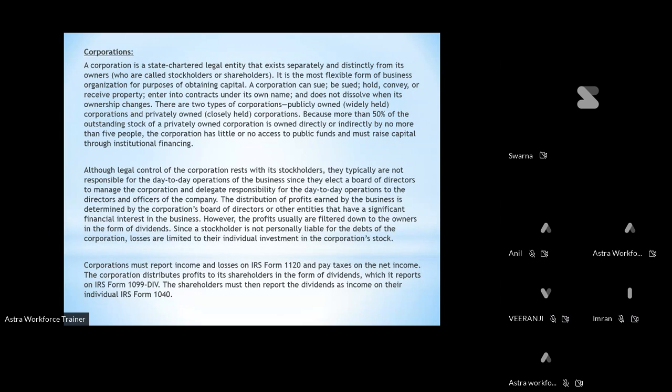Corporations must report income and loss on IRS Form 1120 and pay taxes on the net income. The corporation distributes profits to its shareholders in the form of dividends, which it reports on IRS Form 1099-DIV. The shareholders must then report the dividends as income on their individual IRS Form 1040.